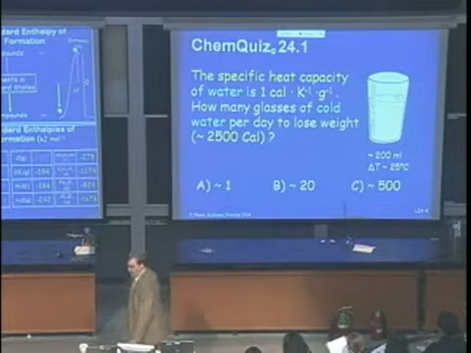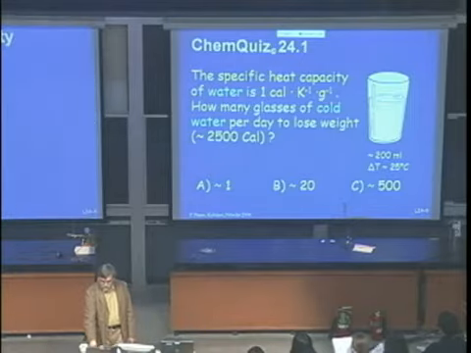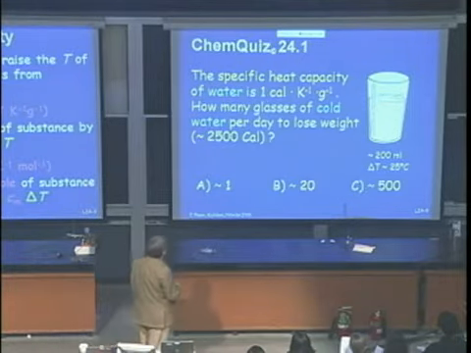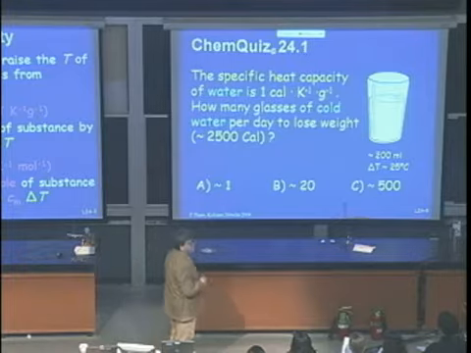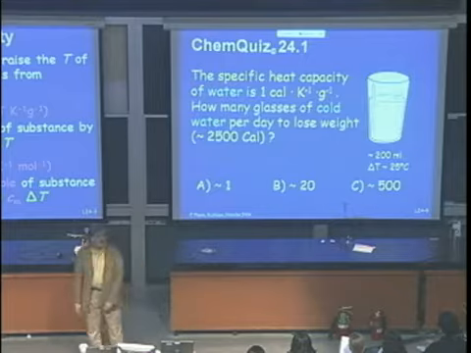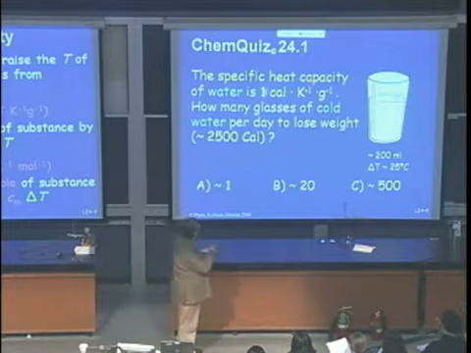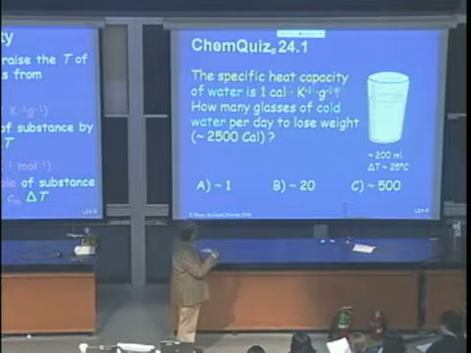So let me ask you a question. The specific heat capacity of water, we had this before, was 4.18 joules per Kelvin per gram. So we have it in calories, lower calories. It's 1 calorie per Kelvin per gram.